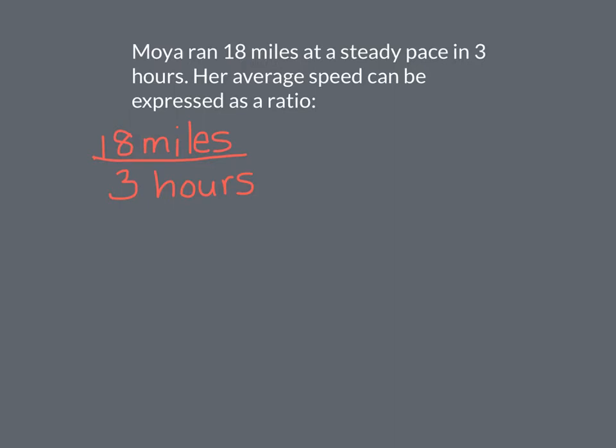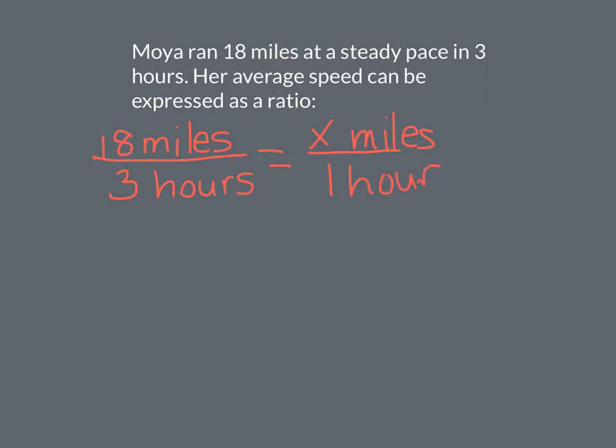So we would use our fraction here that says 18 miles over 3 hours, and then we would put equals and a fraction. We need to make sure that we keep the same units on each side. So on top we have miles, so our miles need to be the numerator over here as well. That would be x miles because we don't know how many miles, and it would be over 1 hour.